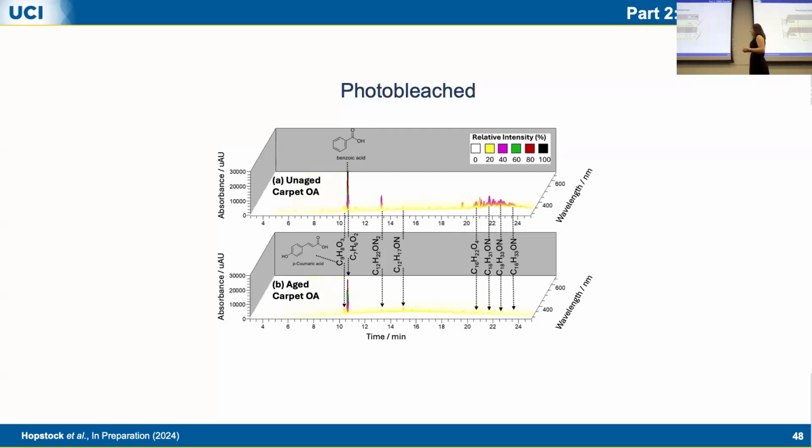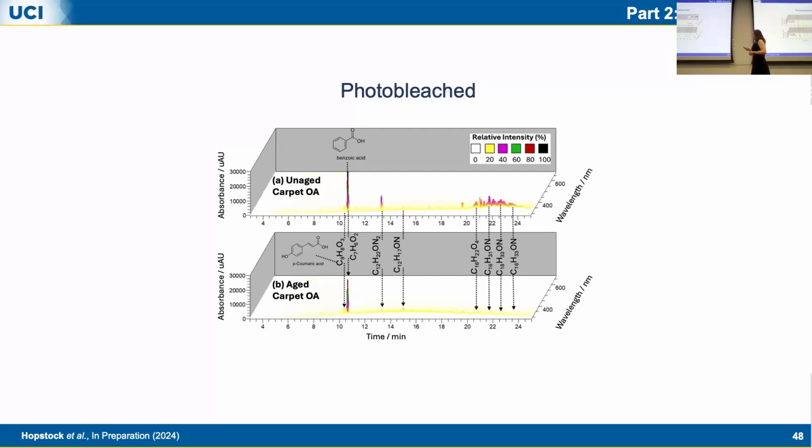So in order to understand that in terms of light absorption and potentially identify tracer species there, we looked at these three-dimensional photodiode array chromatograms. And so I'll take you through what that means. On the y-axis is the absorbance. On the x-axis is the time, so that's the time of our LC elution. And then on the z-axis is the wavelength. On the top is the unaged carpet, and then on the bottom is the aged carpet. And then the colors correspond to relative intensity. So if it's white, it has 0% absorbance, and then if it was black, 100%.